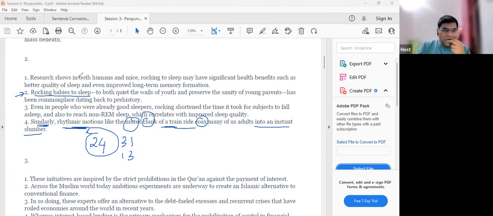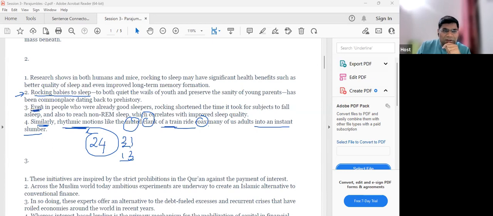Yes. Research shows in both humans and mice, rocking to sleep may have significant health benefits such as better quality of sleep and even improve long-term memory formation. Even in people who were already good sleepers, rocking shortened the time it took for subjects to fall. How would you put it? Would you put it 3-1 or 1-3?